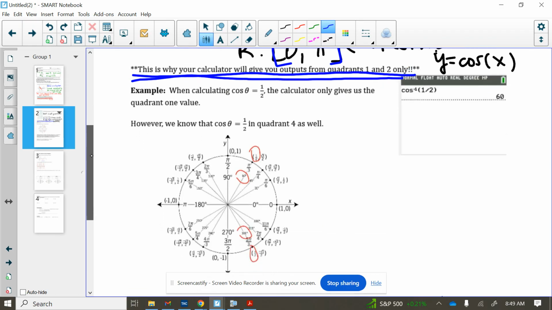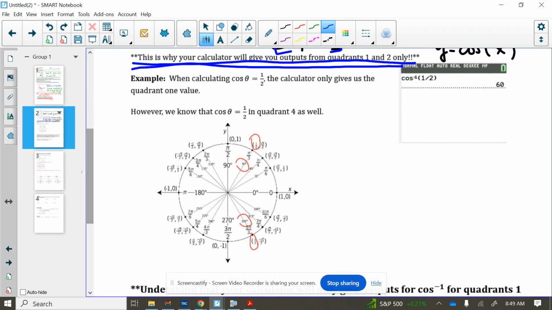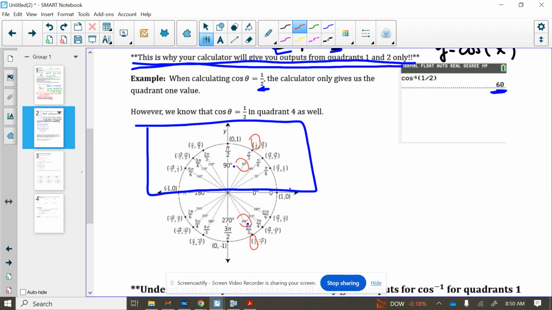Now we can see here, officially, if I'm trying to find the cosine of 1/2, there's more than one spot on our unit circle where that happens. For instance, it's happening at 60 degrees, but it's also happening at 300 degrees. However, if we type this in the calculator, it's only going to tell us the answer for 60 degrees, because quadrants 1 and 2, 0 to pi, are where our answers are coming from. So that's why your calculator is doing what it does.